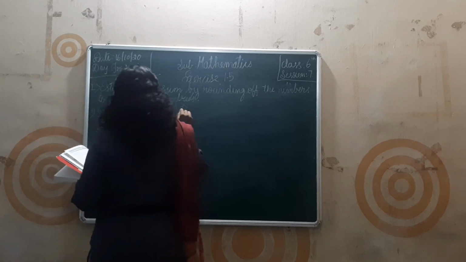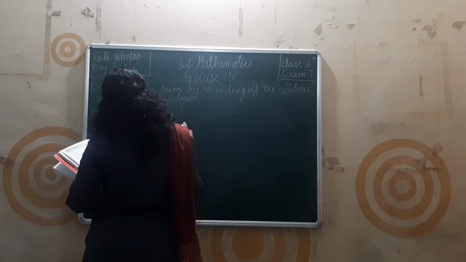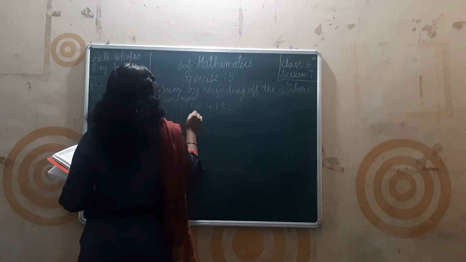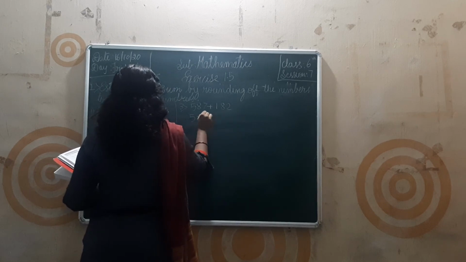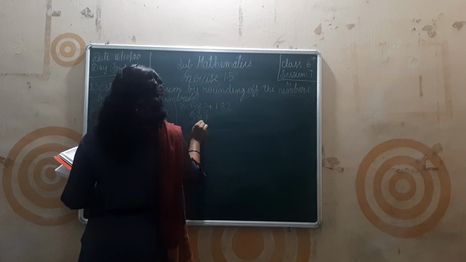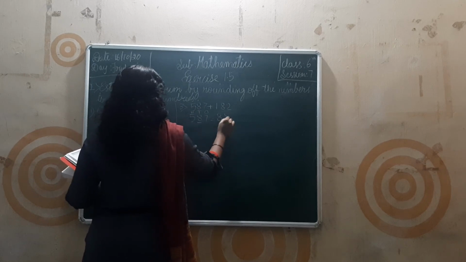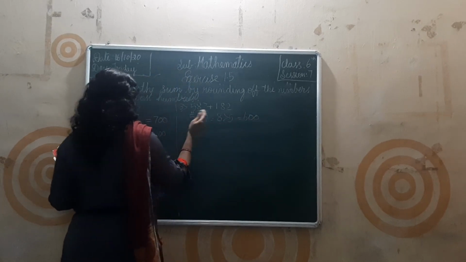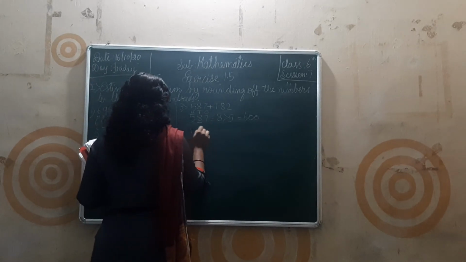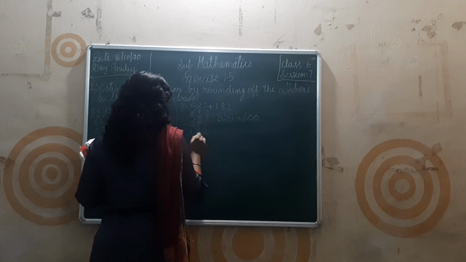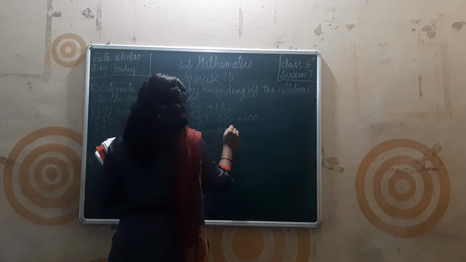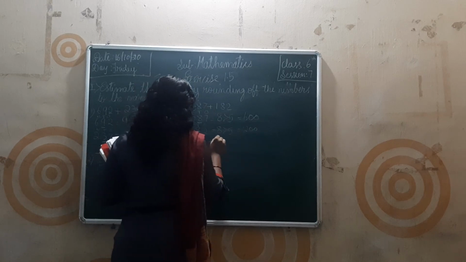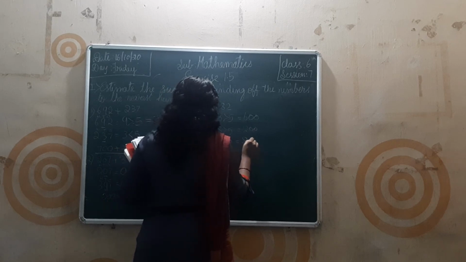Next, the third one, this is about the sum. Sum means addition itself. 587 plus 182. First consider this number, 587: ones, tens, hundreds. Consider the tens place, what is the tens place? 8. 8 is greater than 5, so it will become 600. Rounding off to hundreds, we go forward, it becomes 600. 182: ones, tens, hundreds, 8 is greater than 5, so it will become 200. Okay, 600 plus 200 equals 800.